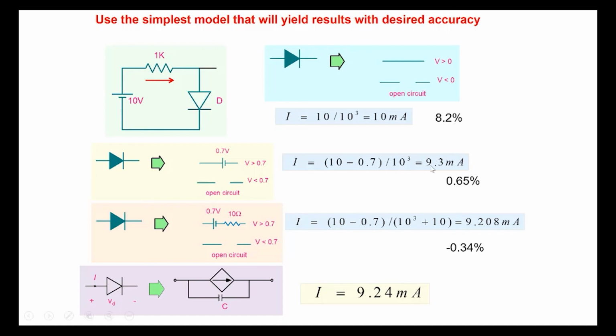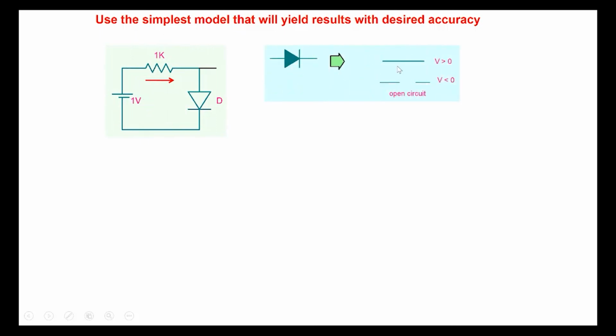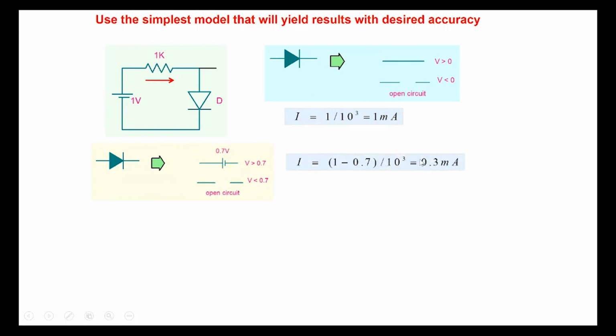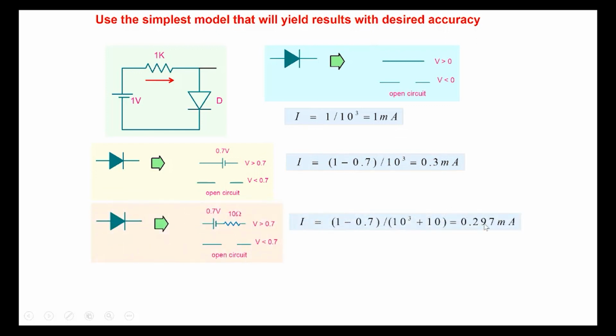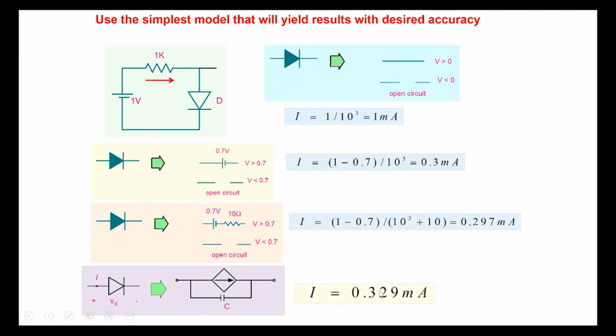All right, so this may be fairly reasonable. Even this is fairly nice here. On the other hand, let's say we are working with 1 volt. And so if I use the simplest model, I get 1 milliampere. If I use the next model here, I get 0.3 milliamperes here. Note the wide difference in the results that we get. If I use this slightly more accurate model, I get 0.297. And if I use this, I get 0.329. So the error is 200%. It's obviously this particular one we cannot use.